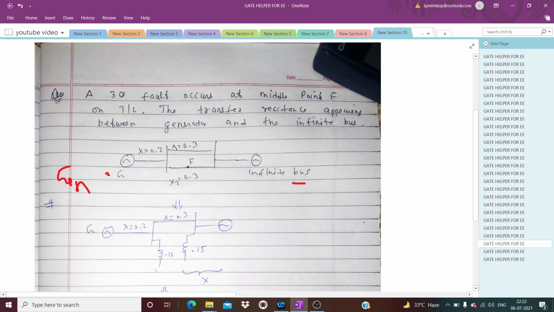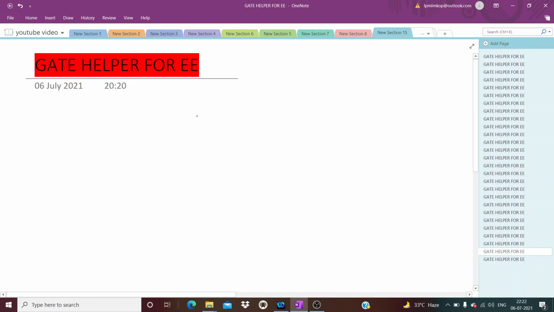Since the fault is occurring at the midpoint, what does it mean? Suppose this is the reactance we have, with the fault occurring at this point, then this will be 0.15 and this will be 0.15. Why? Because the fault is occurring exactly in the middle of the transmission line. Let me explain the concept I am going to use.